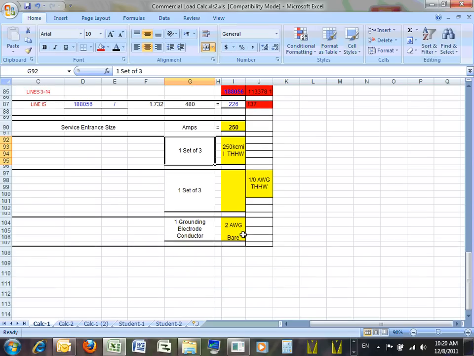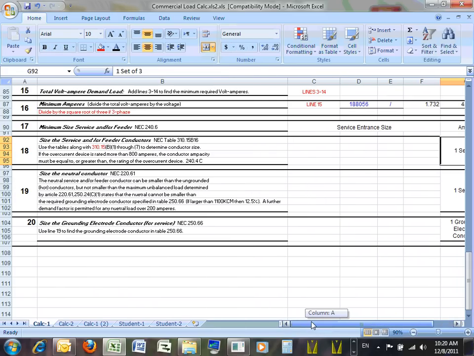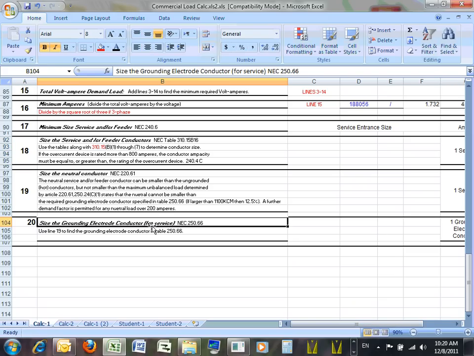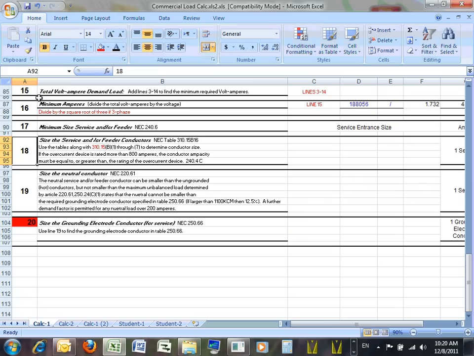Okay, so that's that. I'm going to continue, guys, with sizing the neutral conductor. We'll talk about the neutral conductor in a second. I want to size the grounding electrode conductor first. Can you guys see that grounding electrode conductor? We size this step first, and we'll come to the neutral next.